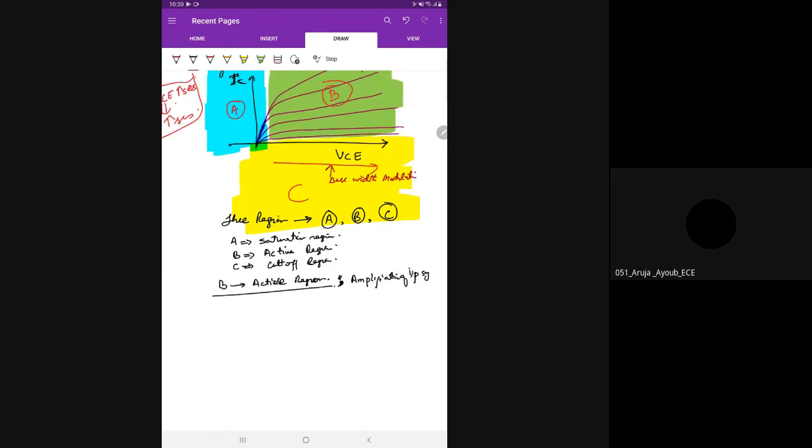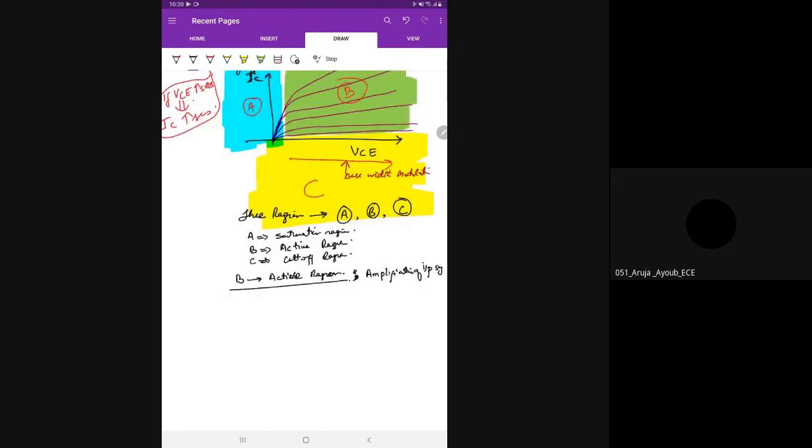Region A is the cutoff region. Sorry, it is the saturation region, not cutoff. It means you are attentive; some students are listening. So region A is the saturation region.